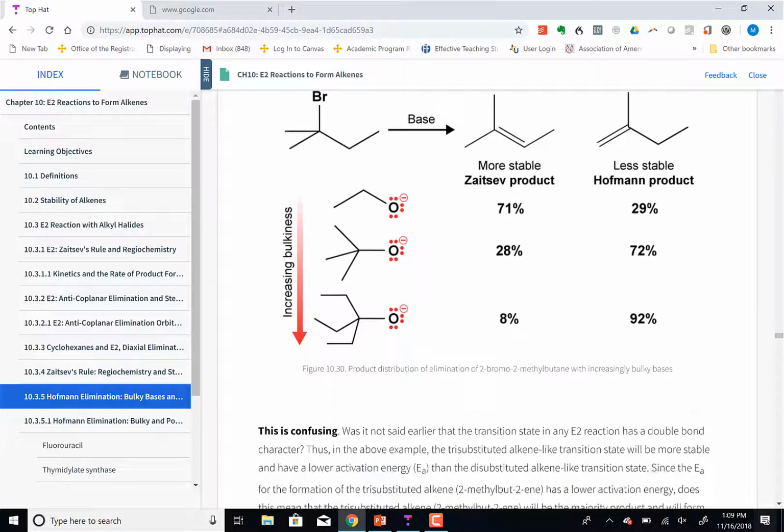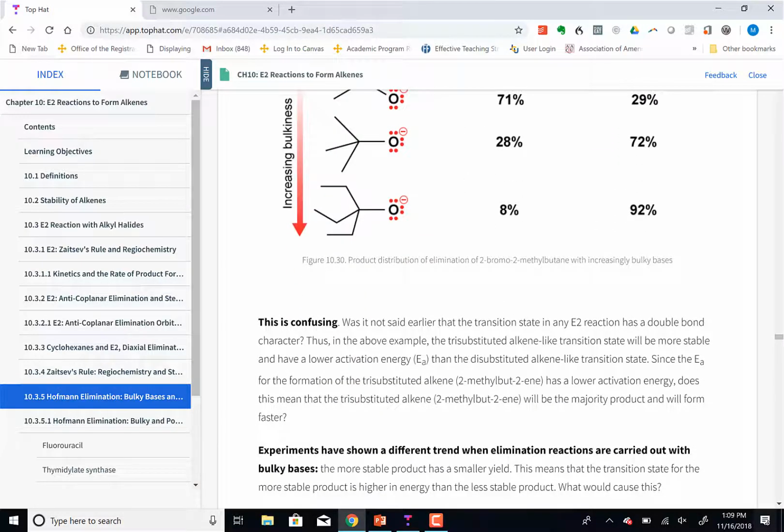Right? And so this is confusing, is what they say. Why is it confusing? Was it not said earlier that the transition state in any E2 reaction has a double bond character? Yeah.